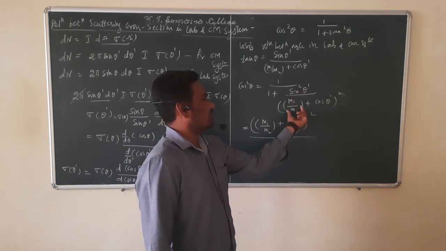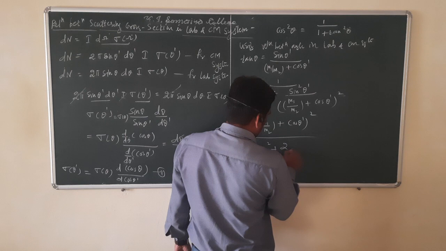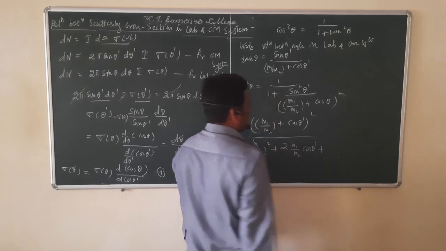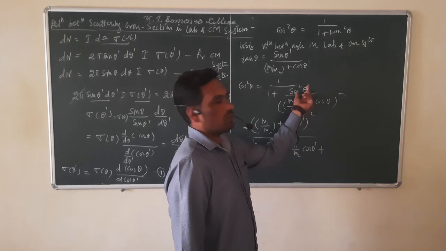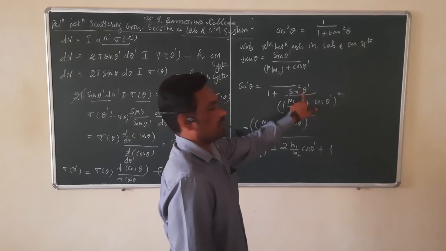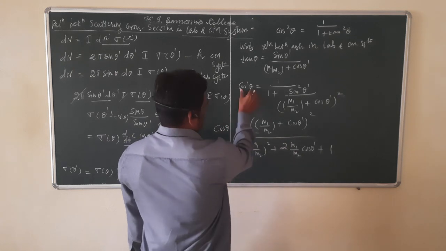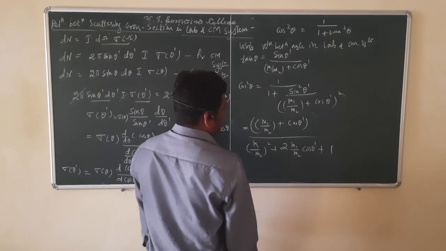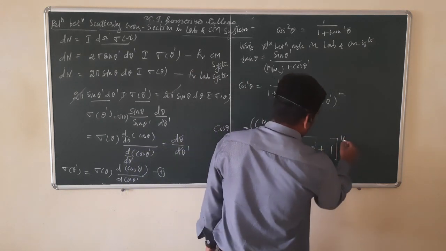Now, if you take the square of this term, that is m1 upon m2 square plus 2 times m1 by m2 cos theta dash plus cos square theta dash and plus sine square theta dash. So that is nothing but 1, okay, cos square theta dash plus sine square theta dash. Now if we take the square root of this term, so cos square theta, its square root becomes cos theta, and the square root of this is, again here we have a square, and the square root of this term is raised to half.